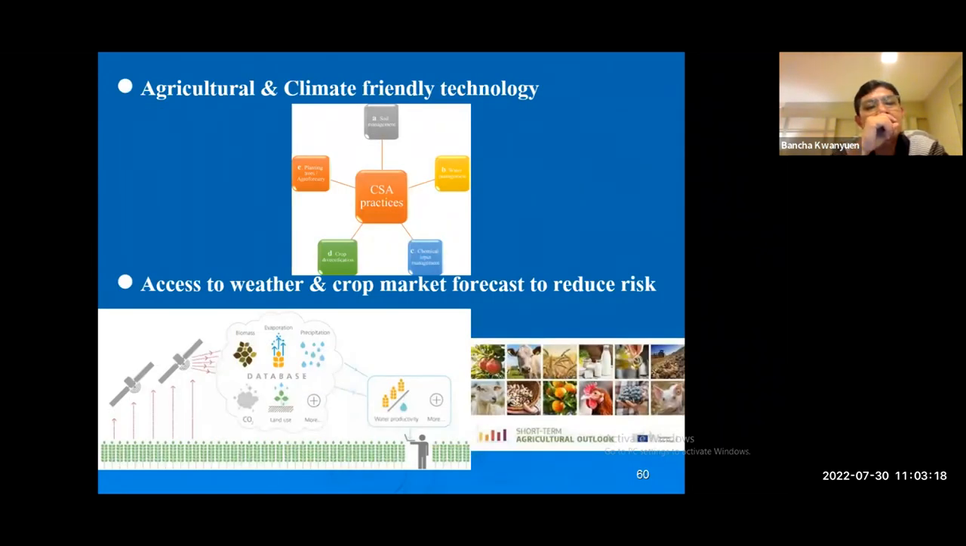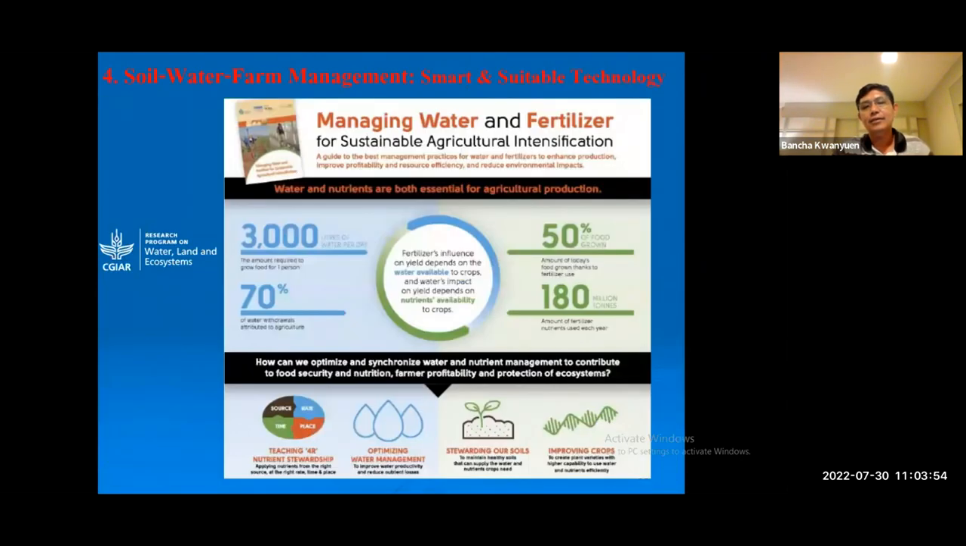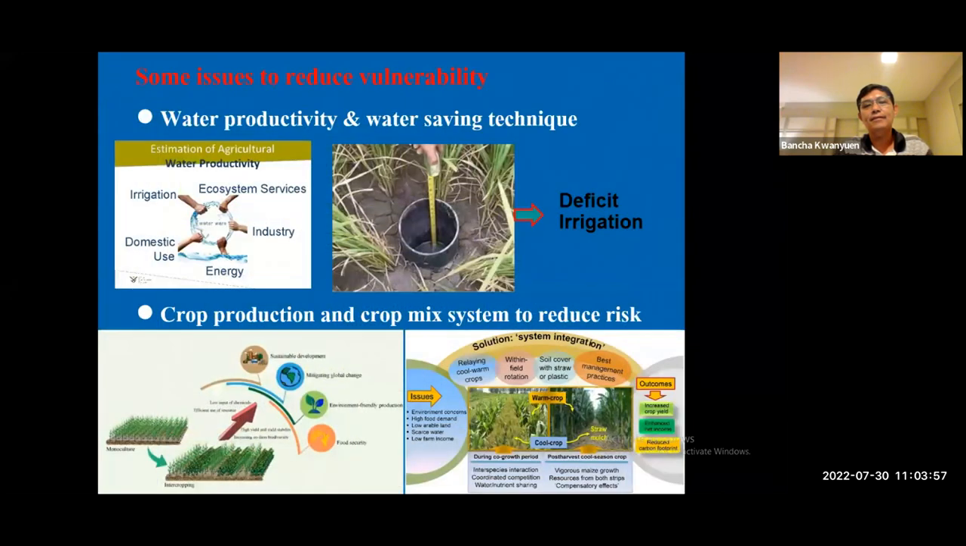And you can. The next point I want to make is about agricultural and climate friendly technology. So we can have climate smart agriculture, you need to look at water management, and you can look at soil management, which we already discussed. We have to talk about crop diversification that I just discussed earlier. We have to talk about chemical inputs, that is, soil and nutrients, which we also discussed here. That's quite important, soil nutrients.